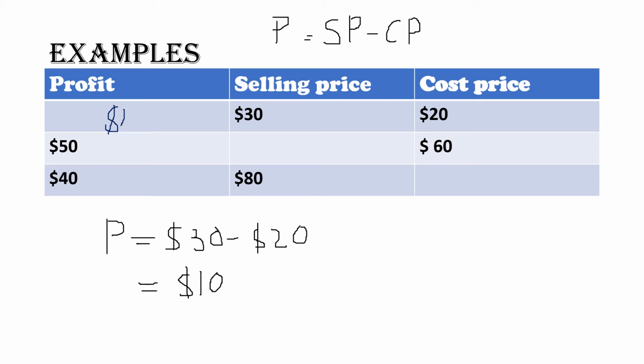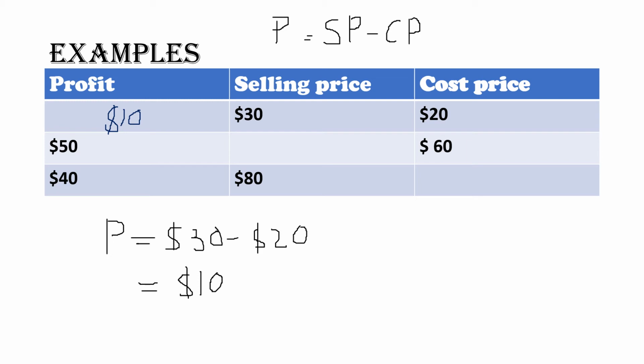And these numbers are simple enough, even without the formula, you will be able to work it out. Or using reasoning. Sometimes reasoning could help us here too. So here my profit is $10 if the selling price was $30 and the cost price was $20. Moving on to the second one. In the second one now, they gave us the profit and they gave us the cost price.